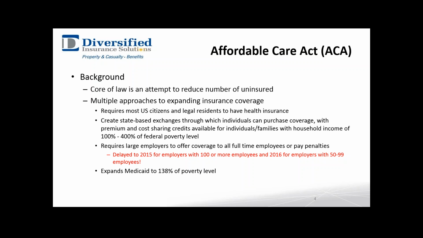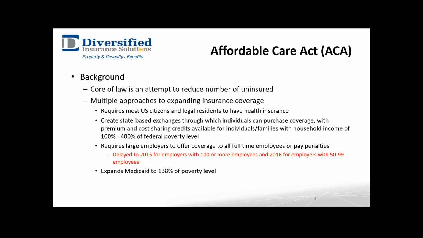One of those is requiring most citizens to have health insurance, or have a penalty in place if you do not have the right type of insurance. It also creates exchanges, or the public marketplaces as they're called now, where individuals can purchase coverage. If your income is between 100 and 400% of the FPL, or federal poverty level, you would be eligible for some premium subsidies or tax credits. And it requires larger employers to offer coverage to all full-time employees, or have the potential of paying a penalty if they did not do so.